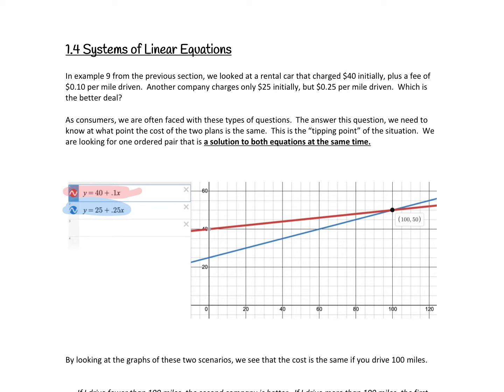That's the mathy word, okay? So, ooh, that's a lot. This is the solution. I don't know why it's like that right now. We'll fix it. So yes, you're looking for where they cross. So my solution is at 150, which means that on 100 miles, they are both $50.